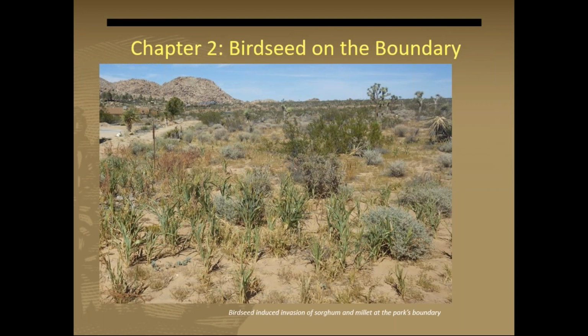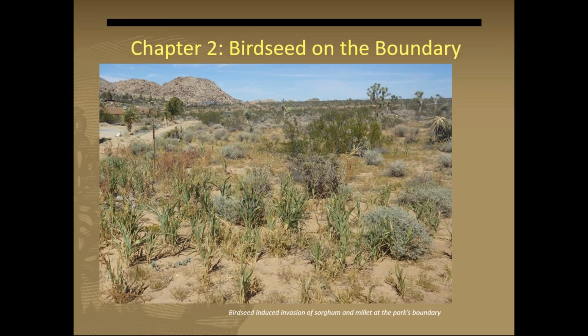Okay, I'm going to move on to another grass, interesting infestation that we had in the park. So chapter 2 is birdseed on the boundary. Back in the late summer, early fall of 2015, right after I started working here, some of the residents that live in the Monument Manor neighborhood near the west entrance started reporting that they were seeing this plant coming up in their yard that looked kind of like corn, and they wondered what it was, and they brought in some specimens, and we identified it to be sorghum.